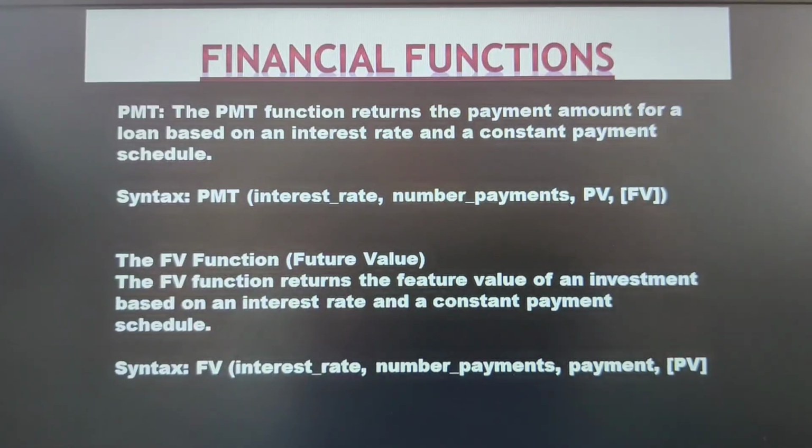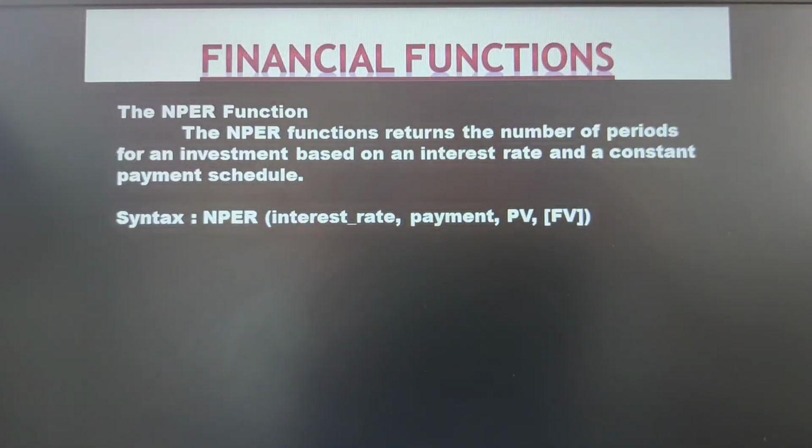Okay. Moving on to the next one, the last of the financial functions, that is NPER. NPER will give you the number of periods for an investment based upon the interest rate and a constant payment schedule. See, when you go for an investment, there will be particular schemes, like for 5 years, for 3 years, for 1 year you can go for investment. So how many number of periods you want, how many months you need to make a payment to attain a certain value.